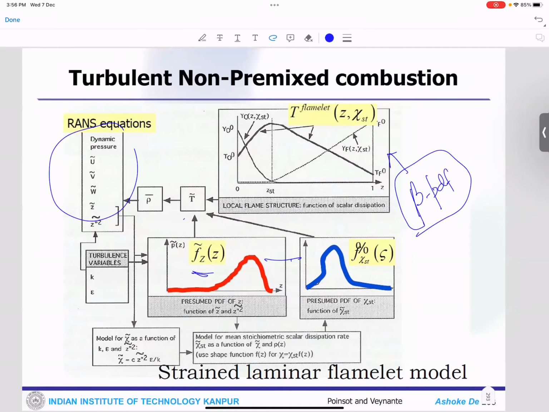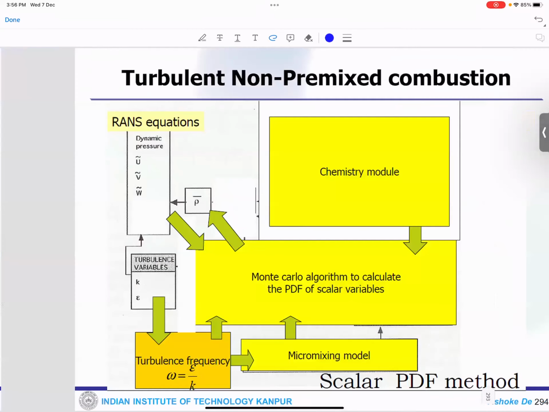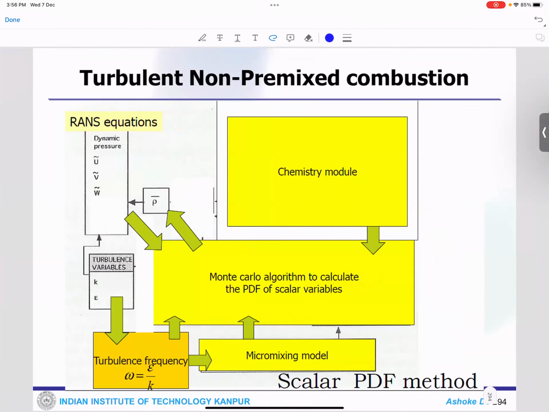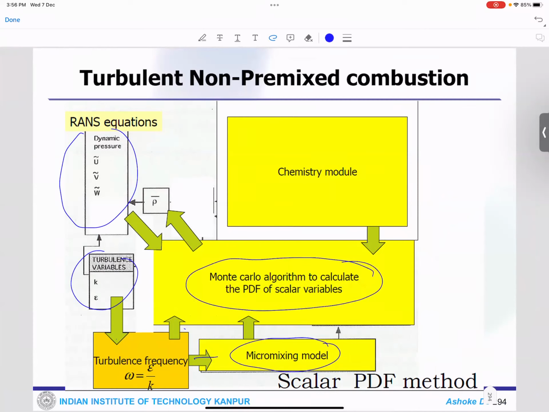But whereas in the transport PDF case, we are actually solving the transport equation during runtime using Monte Carlo technique. So here you have a Rand's equation, you have turbulence equation. This information comes here. Then you feed this information to the micro mixing model. Also, you feed this information to these Monte Carlo simulations where the transport PDF or the PDF functions are solved using a particle-based method called the Monte Carlo. So this includes your mixing, this includes your chemistry, this includes your turbulent frequency, and finally it gives back the density, which goes back there.